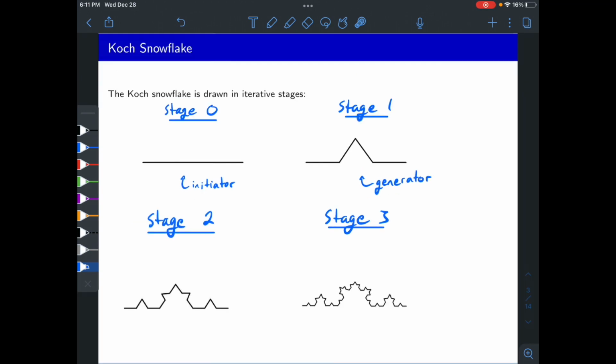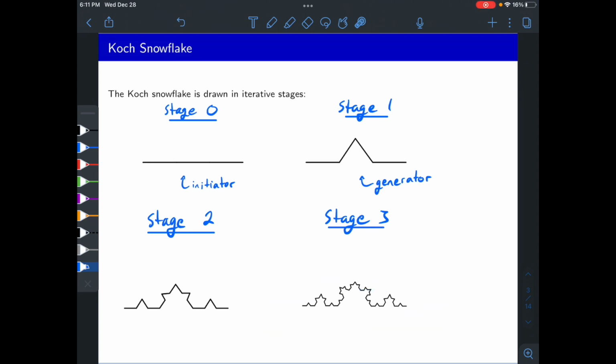So I did it ahead of time. And this is what it looks like. This line segment here, replace it with that picture. This line segment here, replace it with that picture. This one here, this one here, this one here, replace each of those with that little picture. And you just keep doing that for every little line segment, and eventually you get something that looks like this.